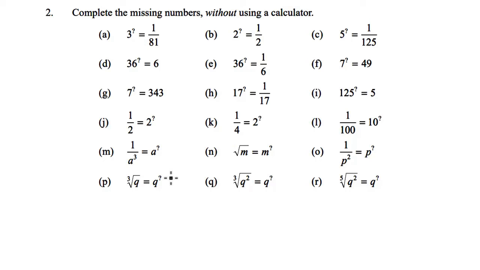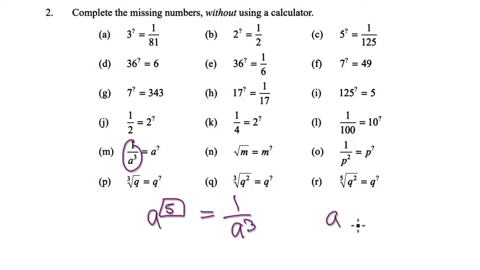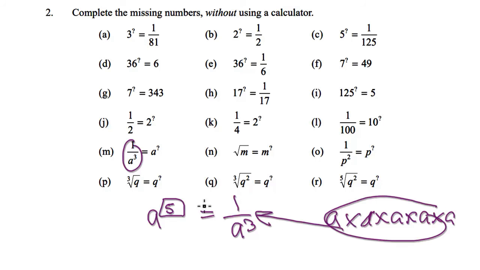Okay, so hang on. How about this one here? Your job is to find out a to the power of what gives you 1 over a to the power of 3. Again, have a guess. If you put 5 in here, it would be a times a times a times a, 5 times. That's not the same as this. So try something else.